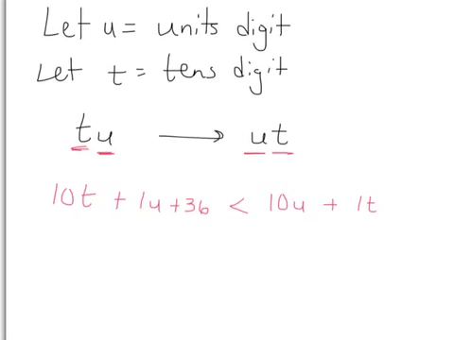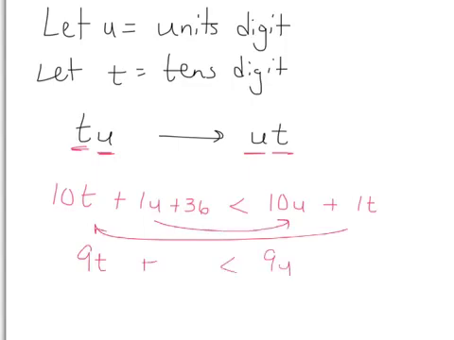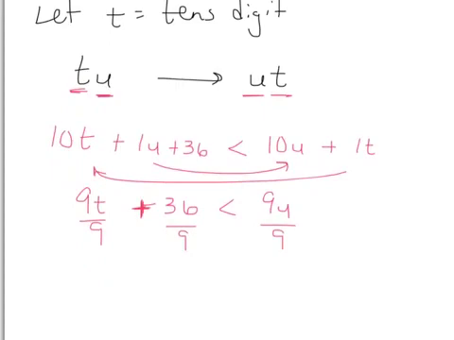I'll move the t over by subtracting, giving me 9t over here. I'll move this 1u over by subtracting it. That'll give me a 9u over here, and then it's still plus 36. Everything is divisible by 9, as we can see, so let's divide everything by 9. It makes our equation a lot easier for us.